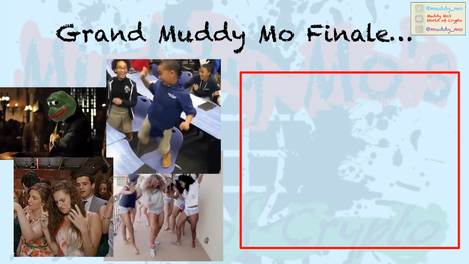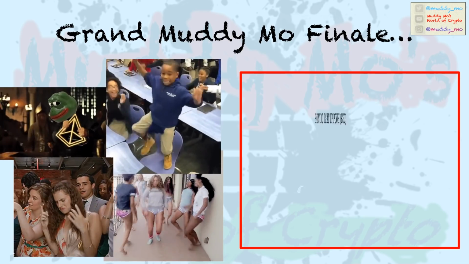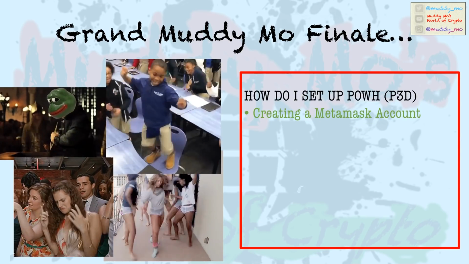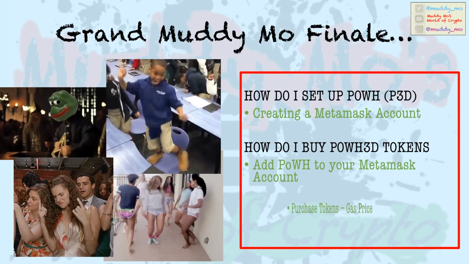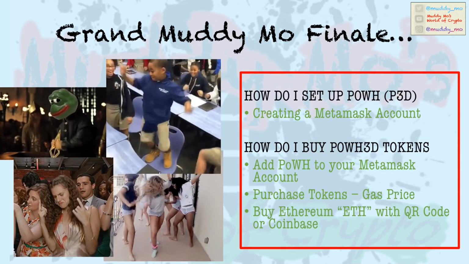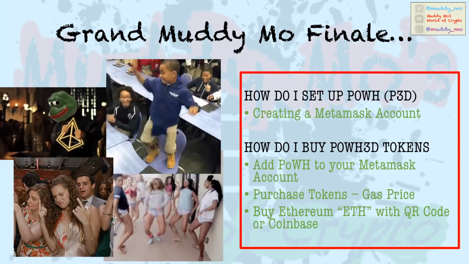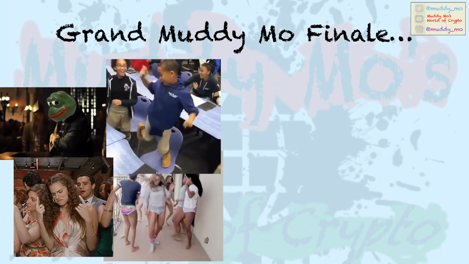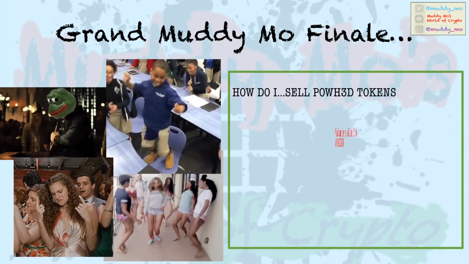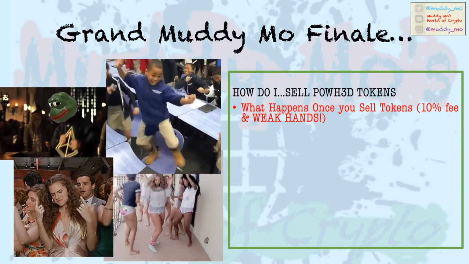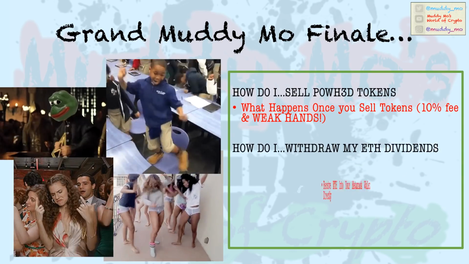First off, we let y'all know how to set up P3D by creating a MetaMask account. Then we talked about how to buy P3D tokens. How to purchase those tokens, get that ETH, all right? You buy with your ETH code, your QR code, all that good stuff. Next, we talked about how to sell P3D tokens. Weak hands, boo.